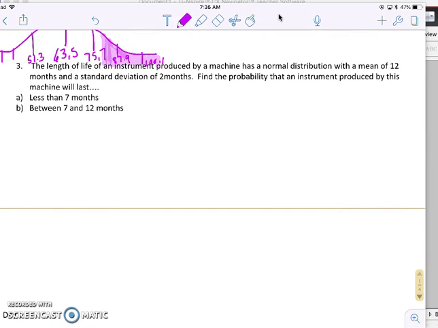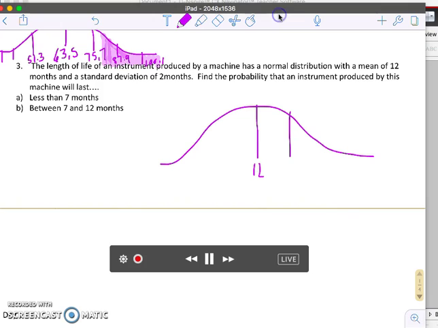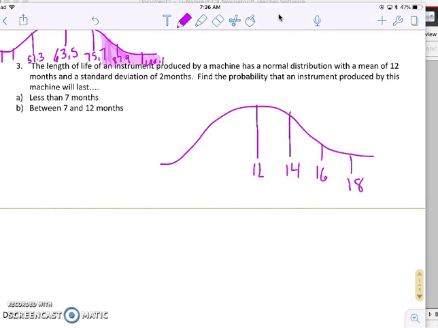Okay, so this last one here, the length of an instrument produced by a machine has a normal distribution with a mean of 12 and a standard deviation of 2 months. So we got 14, 16, 18, 10, 8, and 6. Find the probability that it will last less than 7 months. So we want that probability right down there.